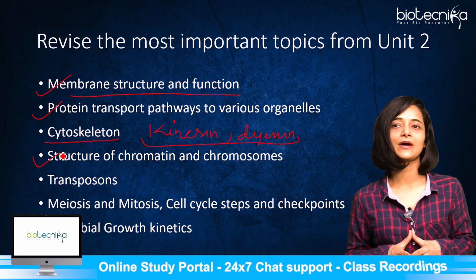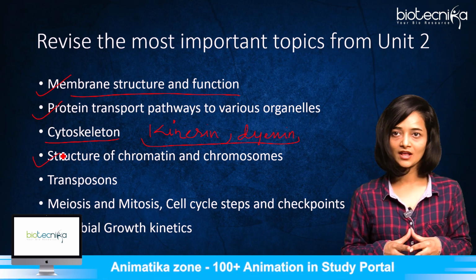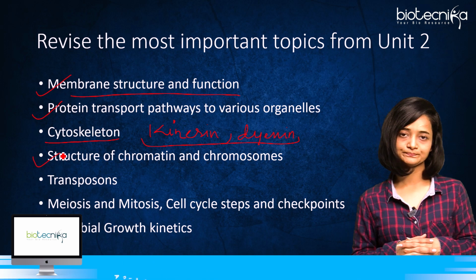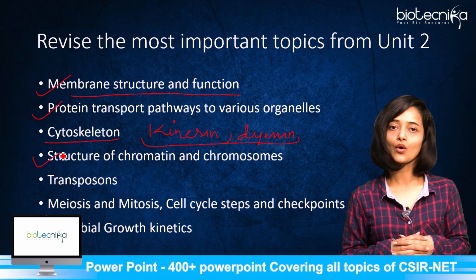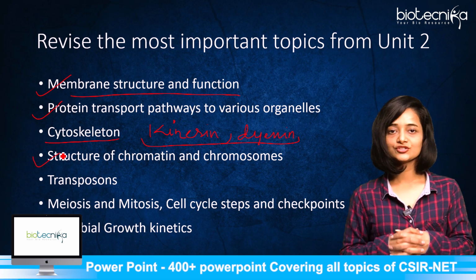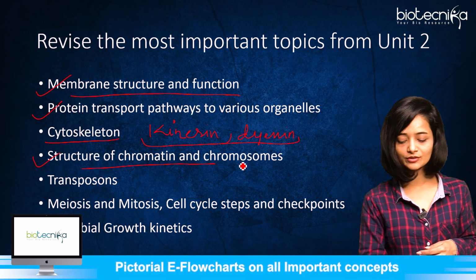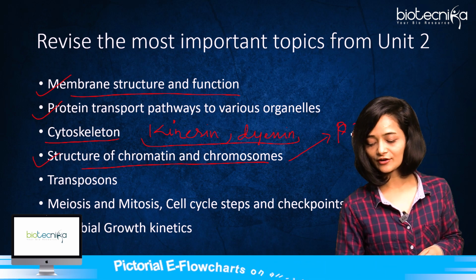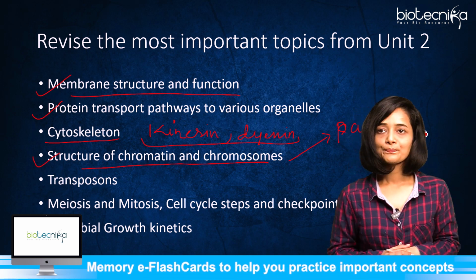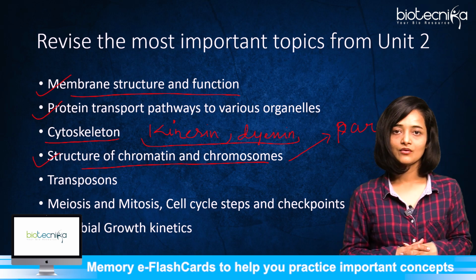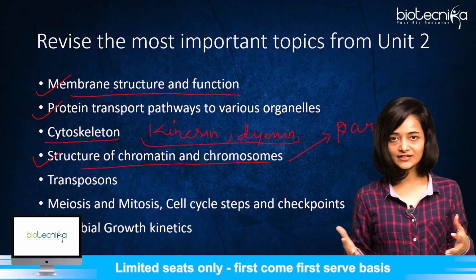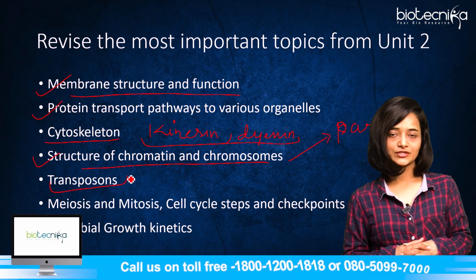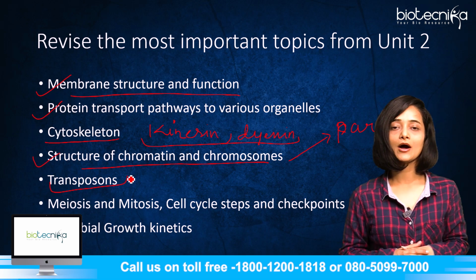The fourth important topic is the structure of chromatin and chromosomes. This topic is related to Unit 3 of the CSIR NET syllabus, that is molecular biology. So if you need a good hold on Unit 3, you need to study this topic thoroughly. There will basically be statement based questions coming in Part C, where you will be asked about chromatin structures, chromatin and chromosome packaging, and transposons also come here.